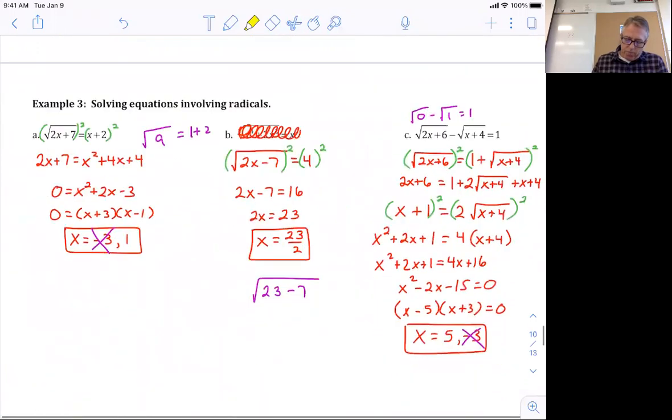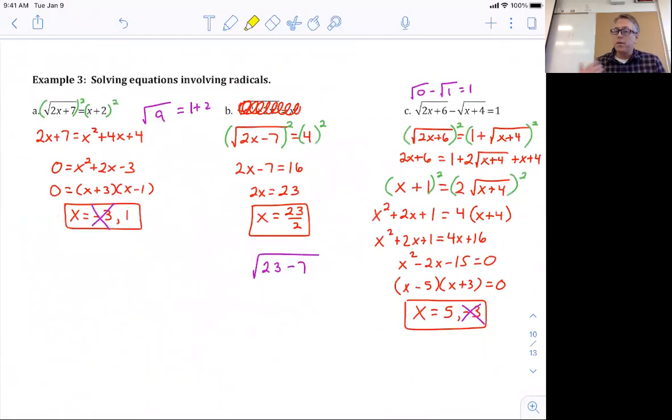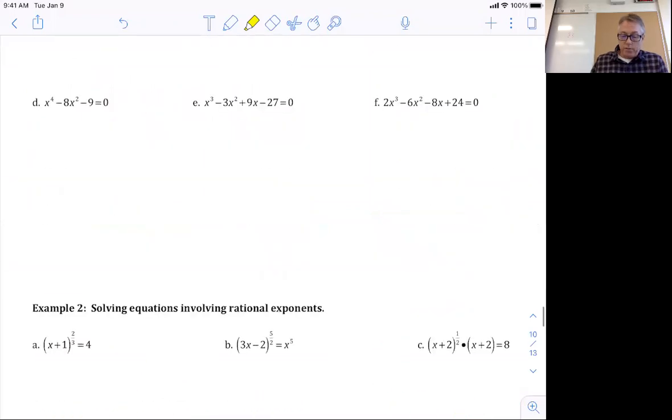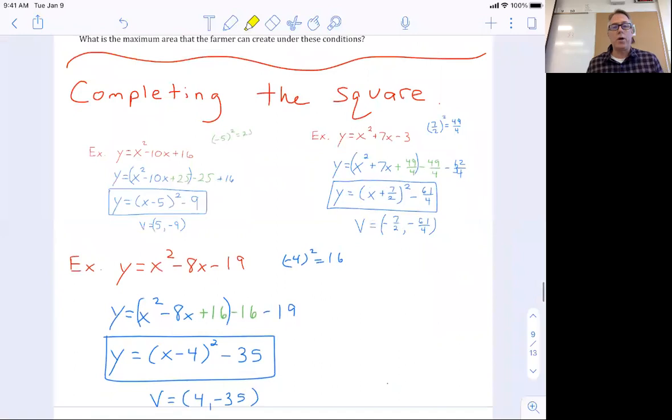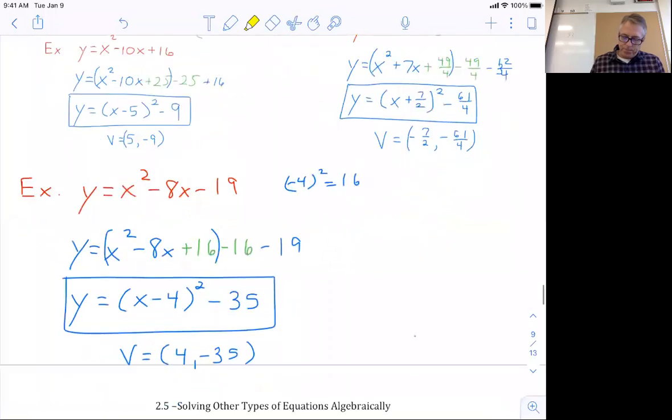Backing up even more, before then we were doing radical equations. Similar process: get the radical by itself, square both sides, check your answers. Solve and check your answers, okay? And then backing up even more, that's when we were doing all the quadratic stuff, completing the square, finding the vertex, writing things in vertex form, all of those things.